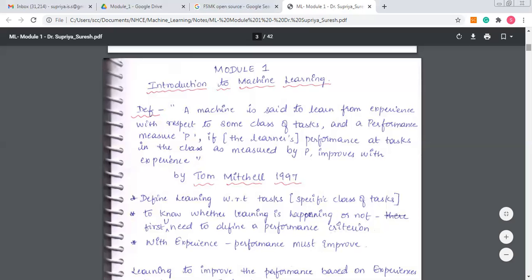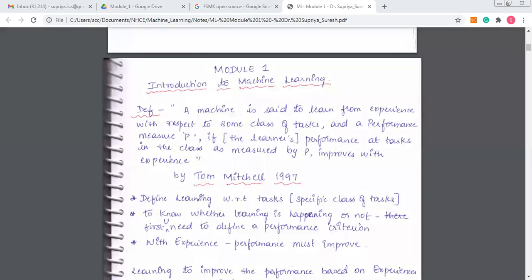If the learner's performance at tasks in the class, as measured by P, improves with experience, then obviously the performance metric is going to improve as it gains more experience, right? So the defined learning is with respect to tasks, specific classes of tasks. Let me annotate here for your reference. It is basically the list of tasks for which I have to know whether learning is happening or not.